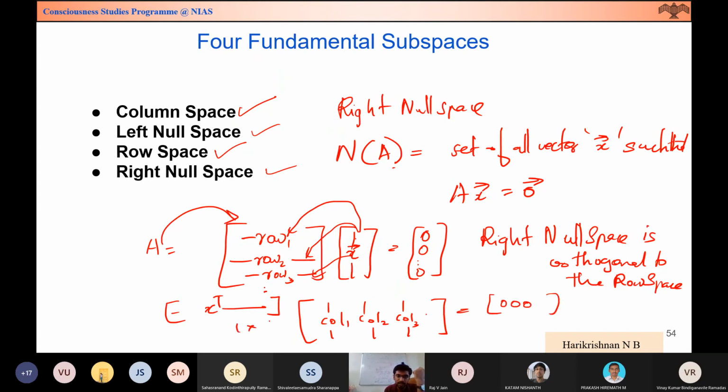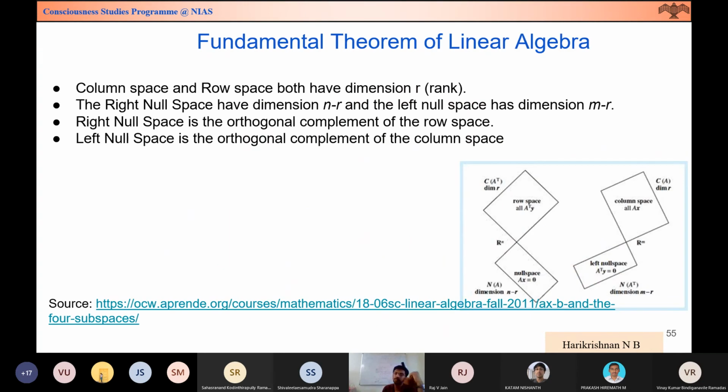So it is 1 cross n, 1 cross m. Let's say A is m cross n, and the result is 1 cross n. So the left null space is the set of all vectors x such that x transpose A is equal to 0. That means the left null space is orthogonal to the column vectors, which means the left null space is orthogonal to the column space. And that goes to the fundamental theorem of linear algebra.